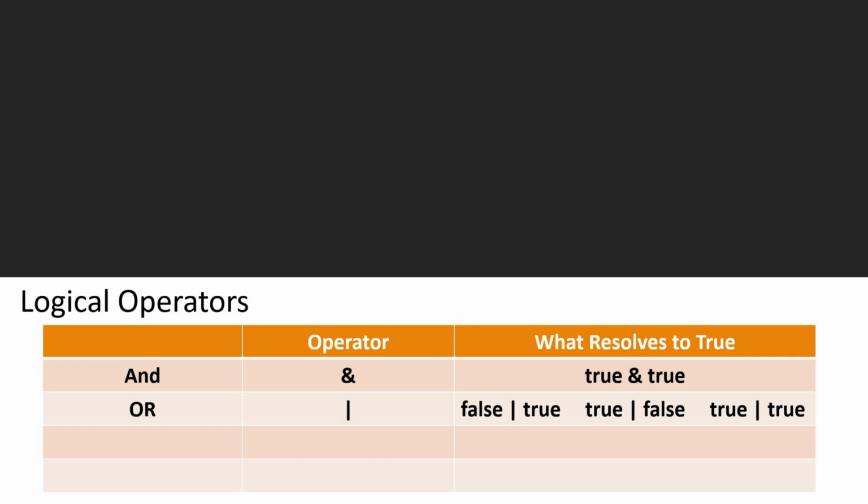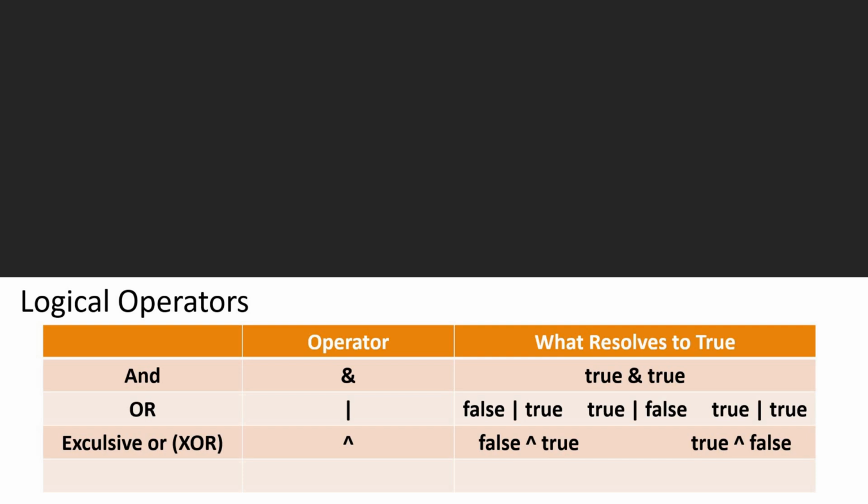Now we also have an exclusive OR, what some people call an XOR. Notice that's the caret symbol as the operator. And the exclusive OR is true if one side or the other is true, but not both. So false or true is true, true or false is true, but when doing an exclusive OR, true or true would not be true.